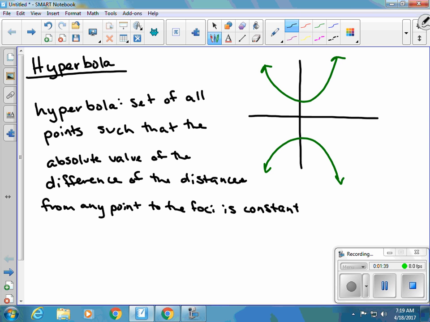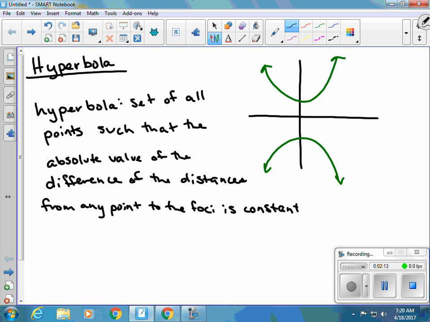All right, and so that's really similar to an ellipse. Remember, an ellipse is a set of all points in a plane such that the sum of the distance from the foci is constant, where a hyperbola, it's the difference. So when we're looking at an ellipse it is addition, where a hyperbola is subtraction. And you can see the difference with the standard equation of our hyperbolas. And that also gives us a better understanding of the two.